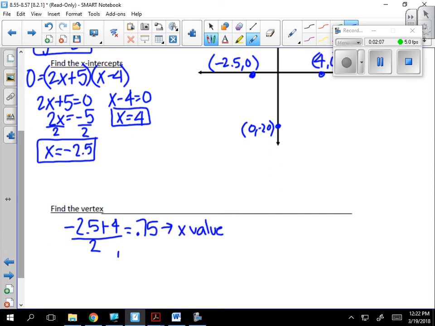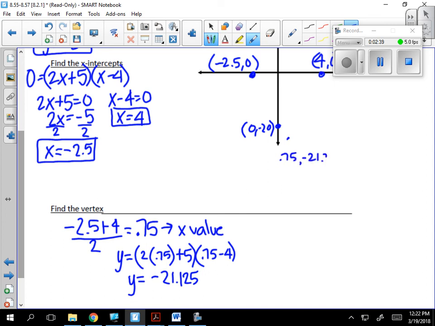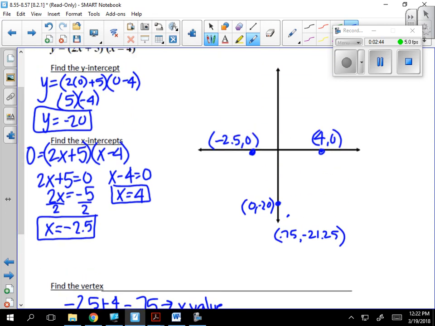To find the y value, I plug that in as the x into my equation. So 2 times x becomes 2 times 0.75 plus 5, and the second parentheses is 0.75 minus 4. Okay, so plug that all into a calculator and you are going to get y = -21.125. So my vertex is (0.75, -21.125).